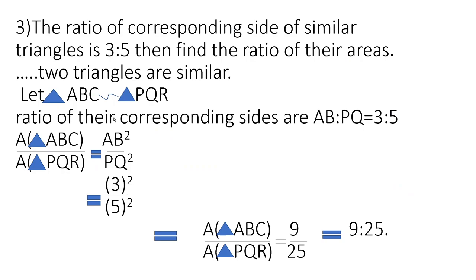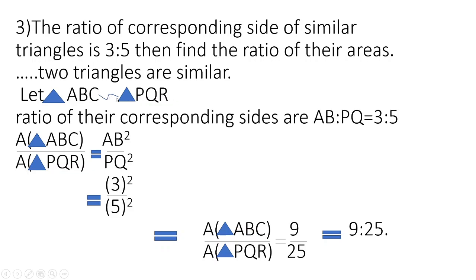Our third example. The ratio of corresponding sides of similar triangles is 3:5. Then find the ratio of their areas. In the example, there are two triangles, both are similar. So I assume let triangle ABC be similar to triangle PQR.